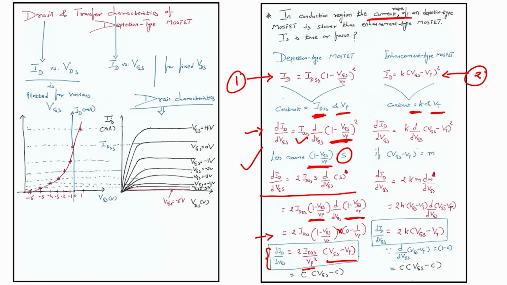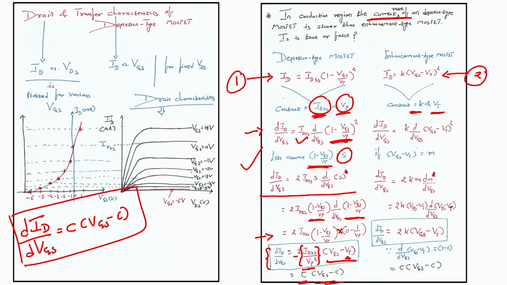Now, what is constant here? IDSS is constant and VP is constant, we know. So, let us put the constant value. 2 times IDSS by VP whole square will be constant, and VGS minus VP is again a constant. So, I will write C as a constant, times VGS minus C, which is again a constant. So, my equation for the depletion MOSFET is C times VGS minus C.